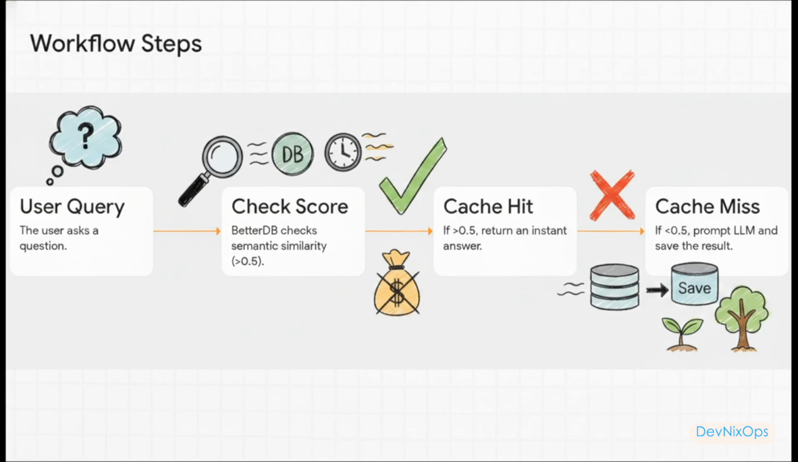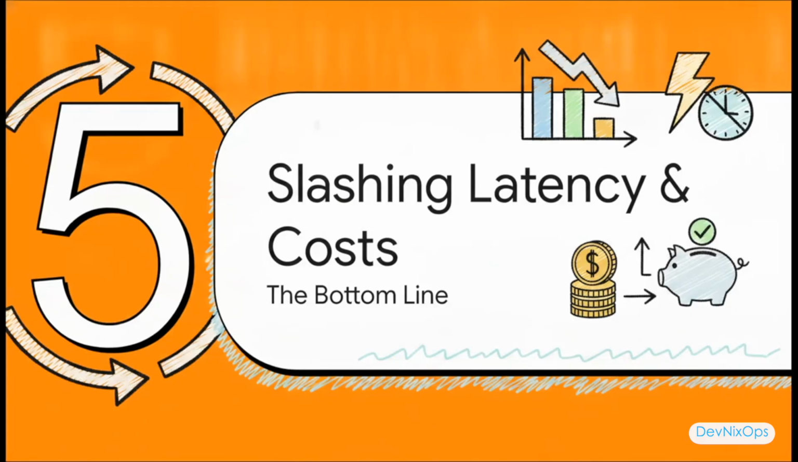But what if it's a totally new question? Well, that's step 4, a cache miss. Only then do we finally prompt the expensive LLM. But crucially, we then save that new prompt and answer into BetterDB so the next user who asks it gets a cache hit. It's a system that continually learns, getting faster and cheaper over time.